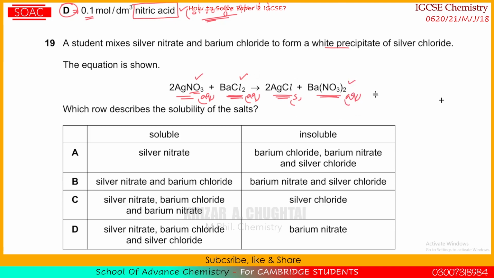So in this whole system, 3 species are soluble and 1 is insoluble. There is only one insoluble, that is silver chloride. So C will be the correct option. Only one insoluble. This is the shortcut to find your answer. That is, silver nitrate soluble, barium chloride soluble, and barium nitrate soluble.